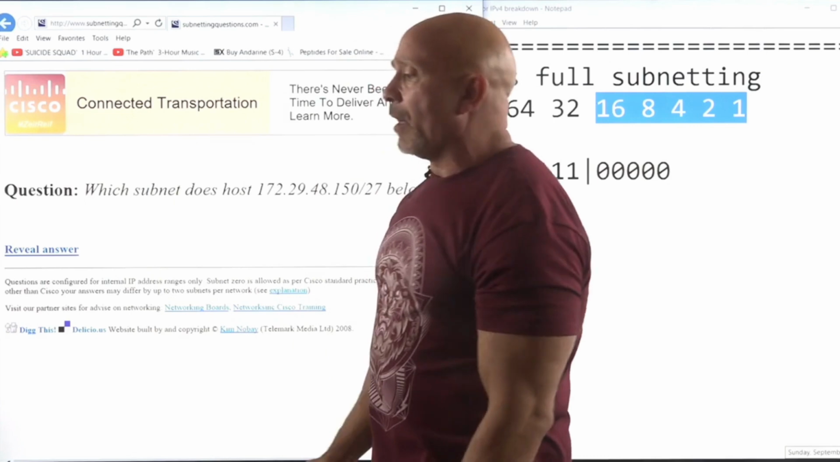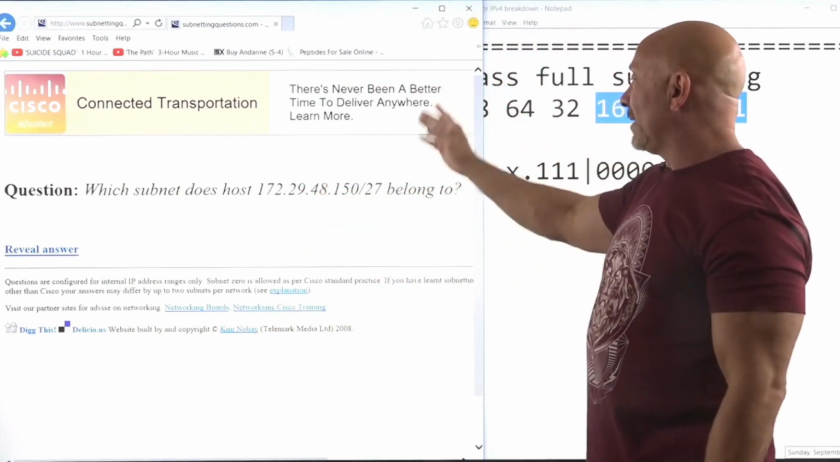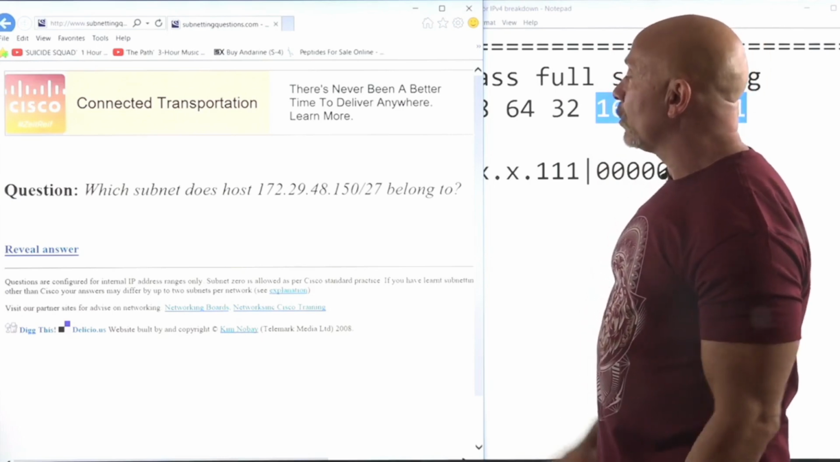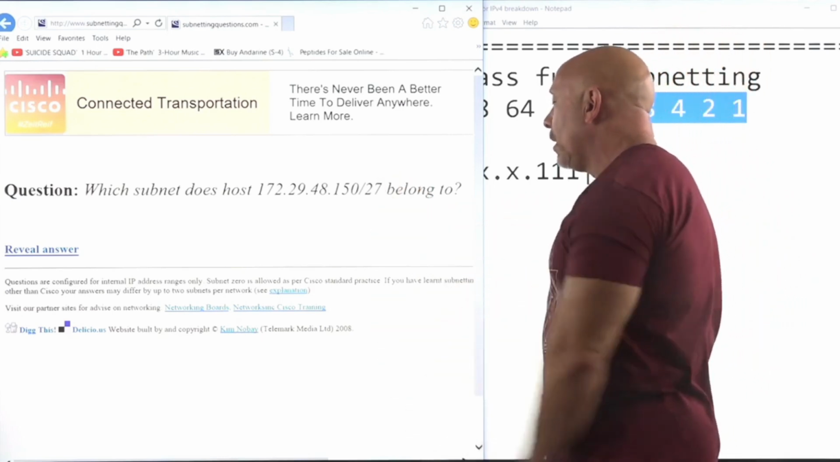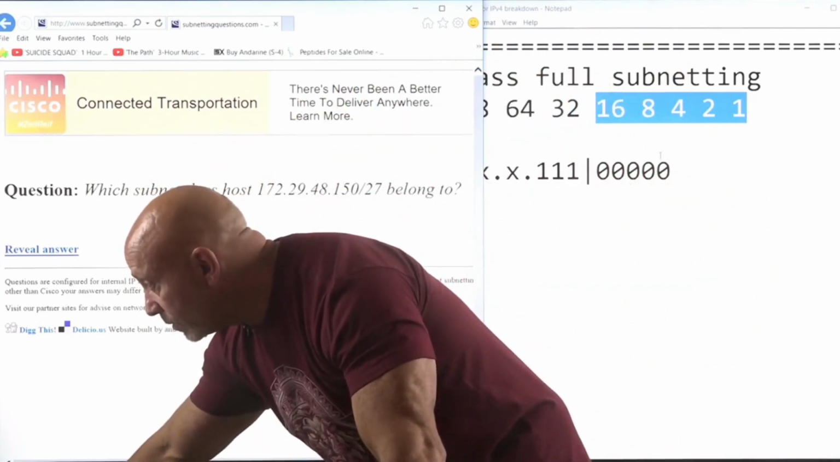Which subnet host does this IP address with a CIDR 27 belong to? Which subnet? So first of all, look at the 127. Let's erase this right here, so I don't cause any confusion.